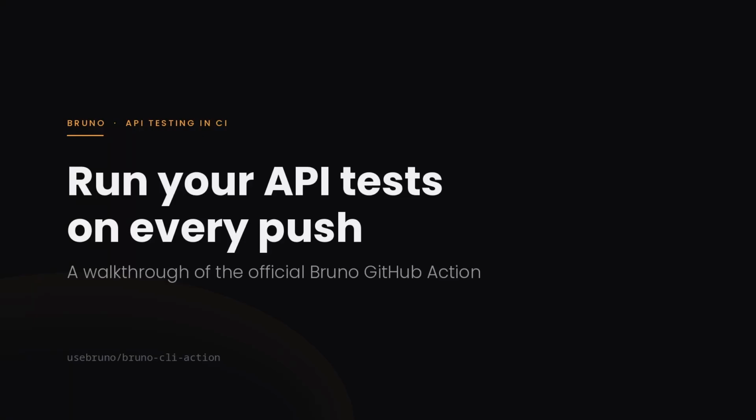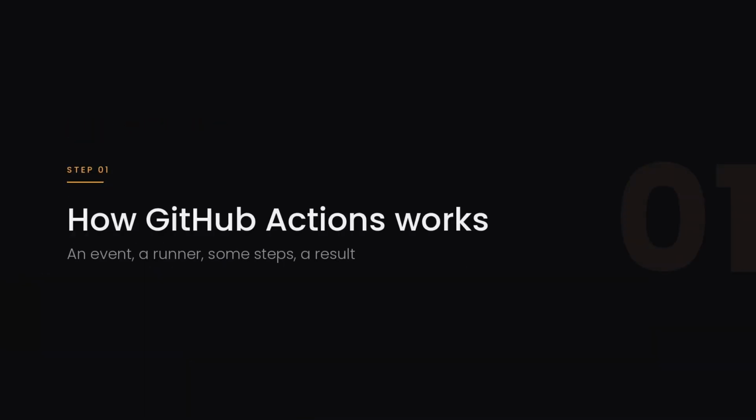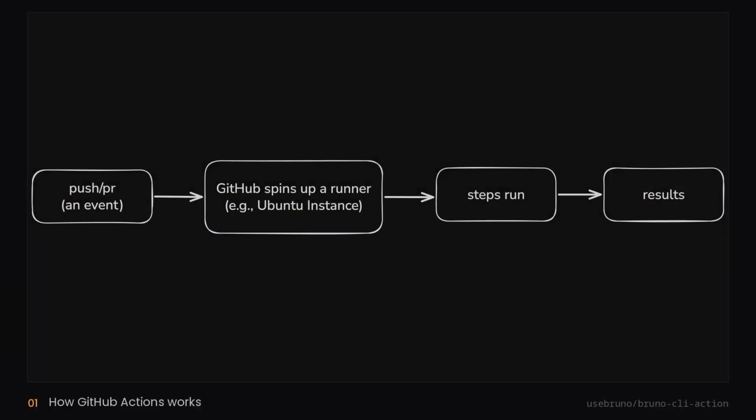Let's set up the official Bruno GitHub Action with tests on every push. First though, 30 seconds on actions. It's simpler than it looks. You push, GitHub spins up a fresh Ubuntu box, runs the steps you gave it, and tells you how it went.